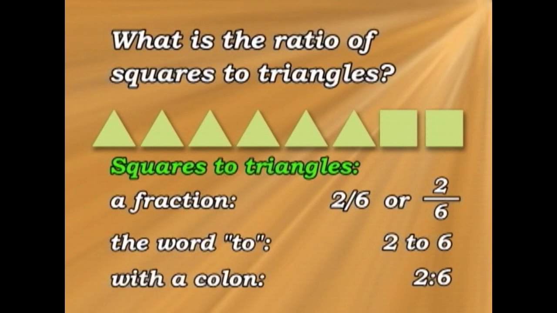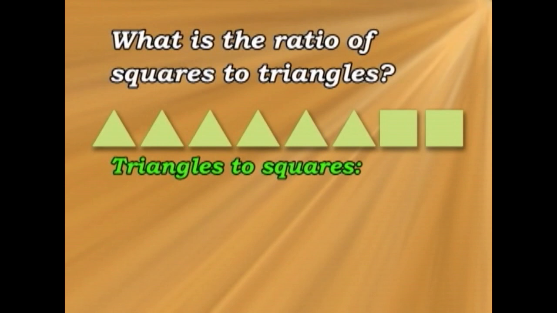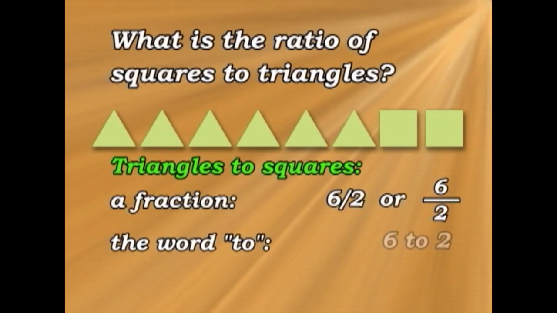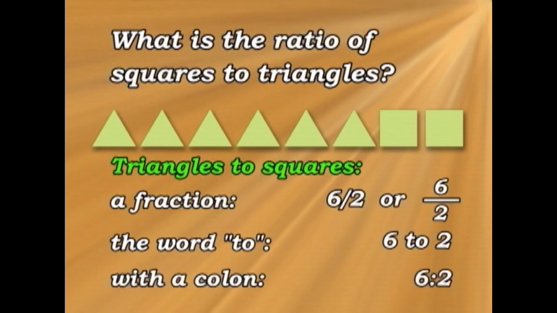Now, if we want to compare triangles to squares, we must count the triangles first. We write it like this, as a fraction, 6 over 2, or 6-2. We can use the word to as we did before. We can write the ratio of triangles to squares is 6 to 2. And we can also use a colon. The ratio of triangles to squares is 6 colon 2. Get it?